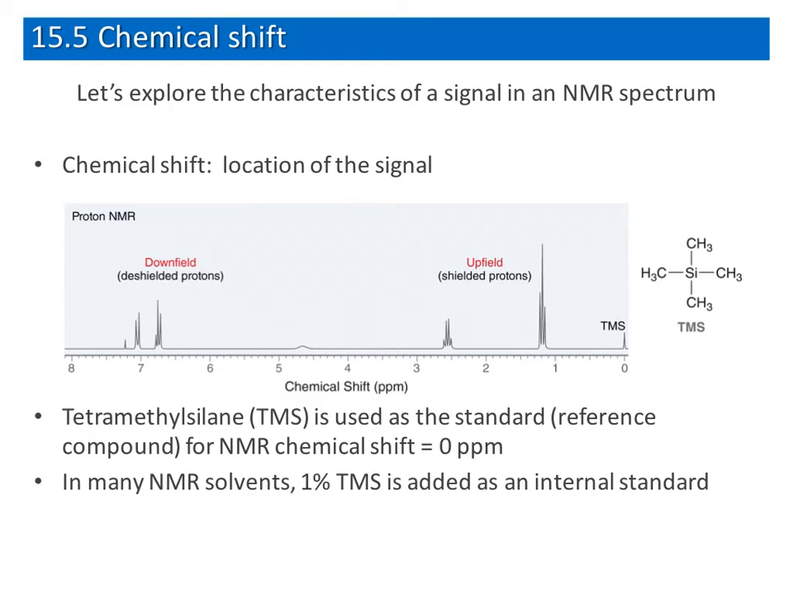So the location of each signal will be defined relative to the signal for a compound which we call TMS, or tetramethylsilane. A tiny amount of TMS is added to the NMR solvent, and it will show a peak at the very right of the NMR spectrum, so we count it as a reference and we label it as 0. And then we define the location of other signals relative to that. So we show their locations by these numbers. For example, this signal right here appears at around 1.2 ppm.